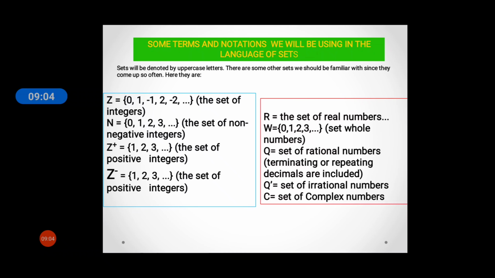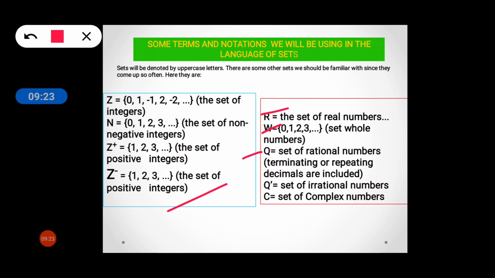We have also Z with an exponent plus sign, indicating the set of positive integers. We have also Z with an exponent negative sign, that is the set of negative integers. We have here R, the set of real numbers, and W, the set of whole numbers.